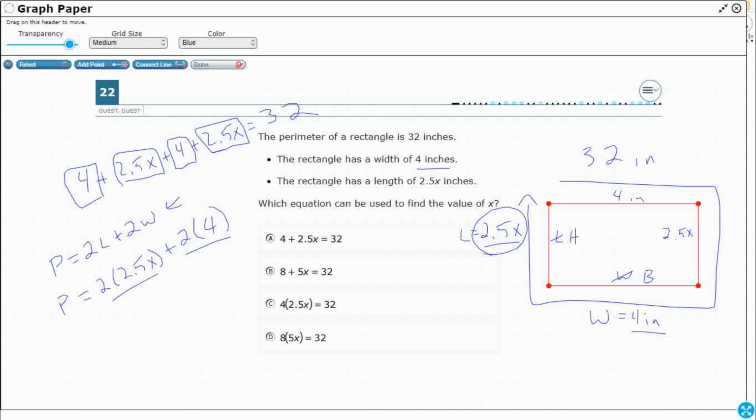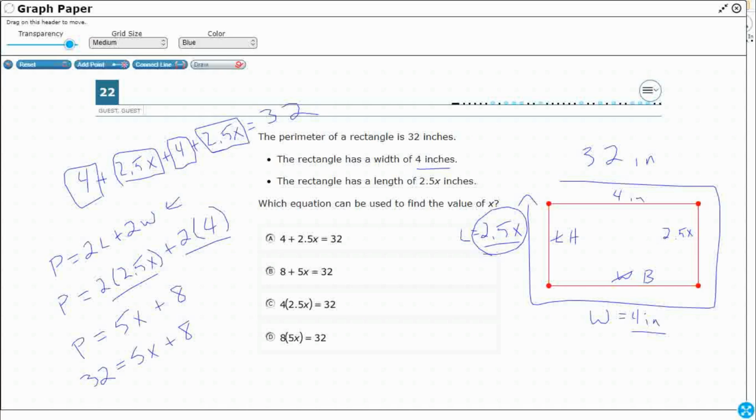So now I just need to simplify. P equals 2 times 2.5, that's going to be 5x, and then that's going to be 8. Okay, so P equals 5x plus 8. If we wanted to, we could solve for x, but it doesn't look like they actually want us to solve for x. And we know that perimeter equals 32, so let's write it like this: 32 equals 5x plus 8.